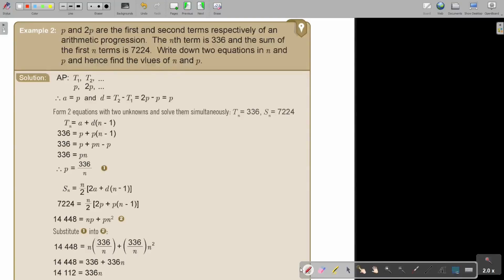AS-Level, Sequences and Series. Exam Preparation Examples, Part 2. Let's continue with another example.